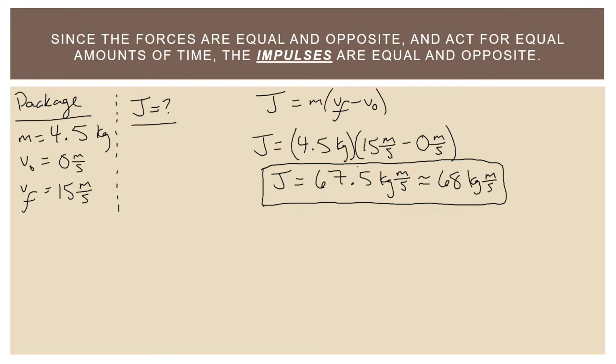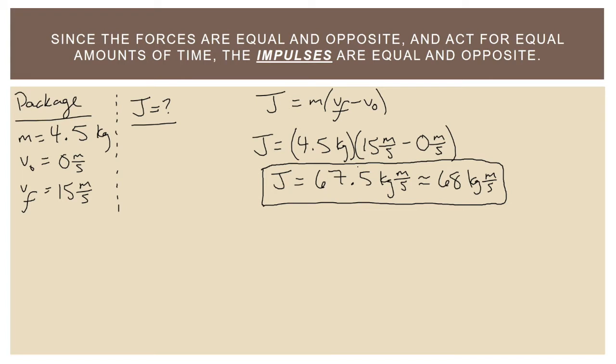The mass was 4.5 kilograms, the initial velocity was 0 meters per second, and the final velocity was 15 meters per second. And so the impulse, which is the change in momentum, we can calculate by using the equation m times the change in velocity, because if momentum is mv, then the change in momentum is m times delta v. And so we take its mass, 4.5 kilograms, and we multiply it by the change in velocity, which is 15 meters per second minus 0 meters per second. We end up getting an impulse, or change in momentum, of 67.5 kilogram meters per second, or to two significant figures, 68 kilogram meters per second.